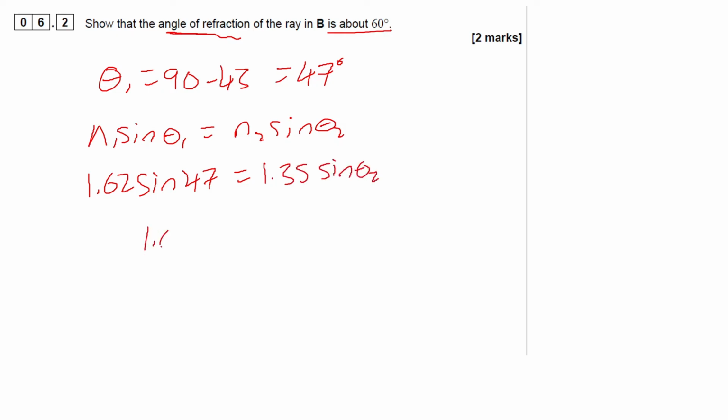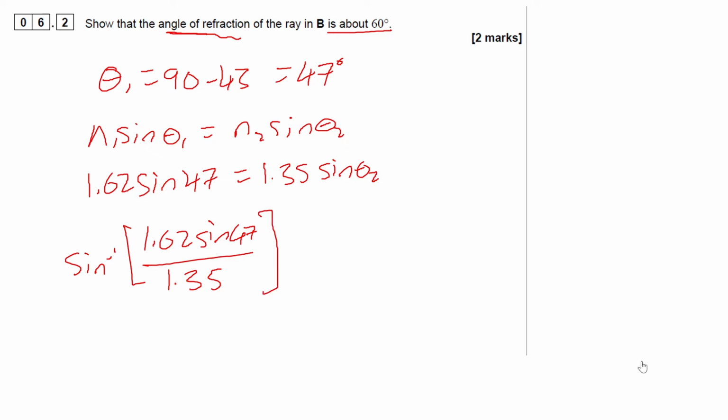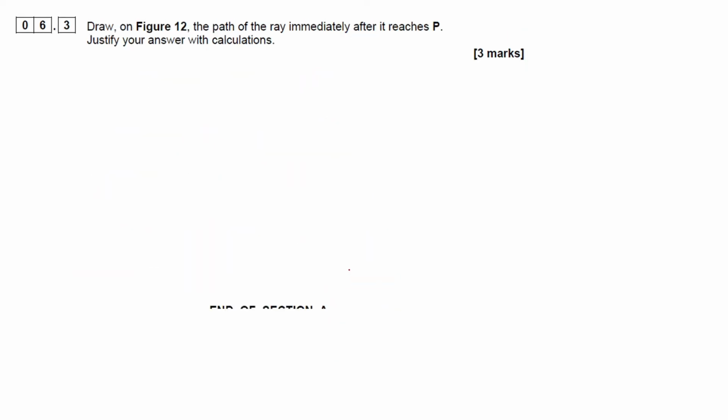So rearranging this, we should be able to get the angle theta, so inverse sine of all of this, and we should be able to get the angle theta. So that gives us a value of 61.4 degrees, so I'll just say 61 degrees to two significant figures.